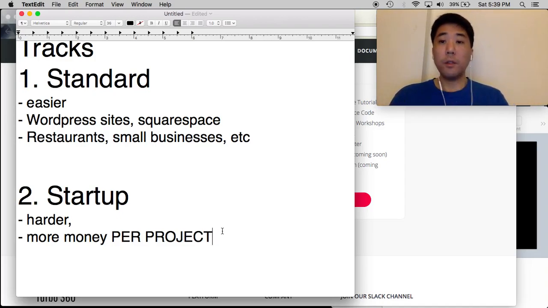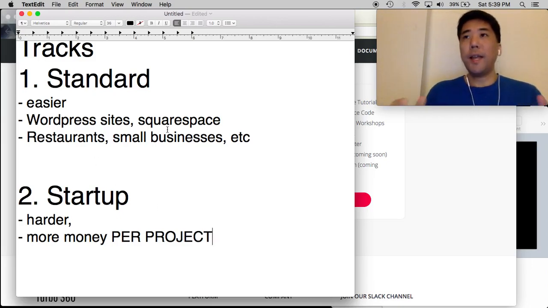So the numbers are much higher, but because the projects are so much more in depth, you don't cut the same kind of volume as you do on the standard track. So I'm not doing like 8 projects at a time. At the most, I'm doing 3.